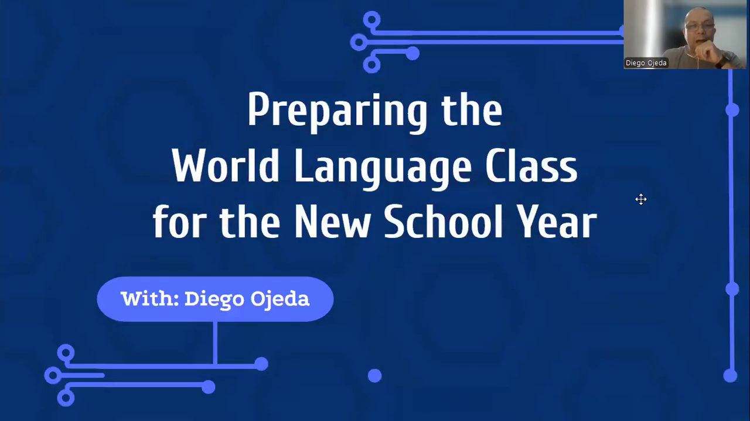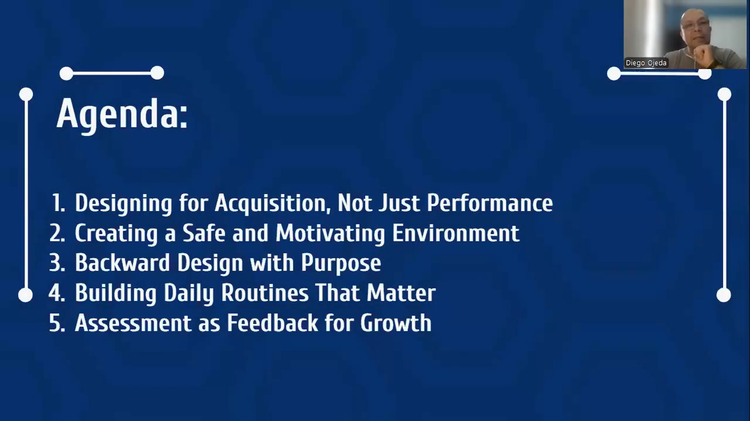So this is the agenda that we have for today. First, we're going to talk about designing for acquisition and not just performance. So we're going to talk a little bit about learning about the language or acquiring the language. Then we're going to talk about creating a safe and motivating environment. This is key because it's important that our students feel safe, seen, and successful.